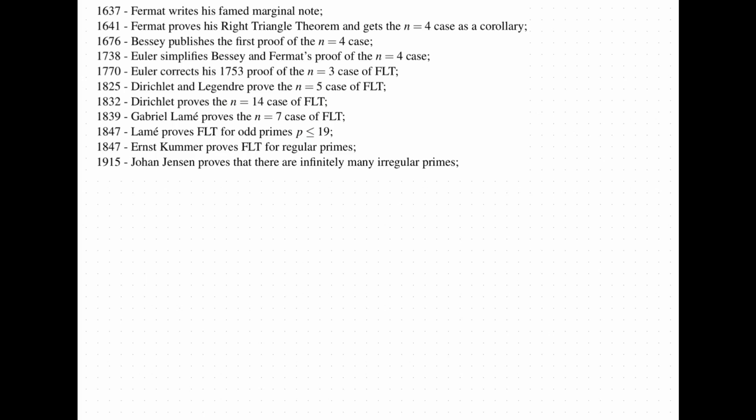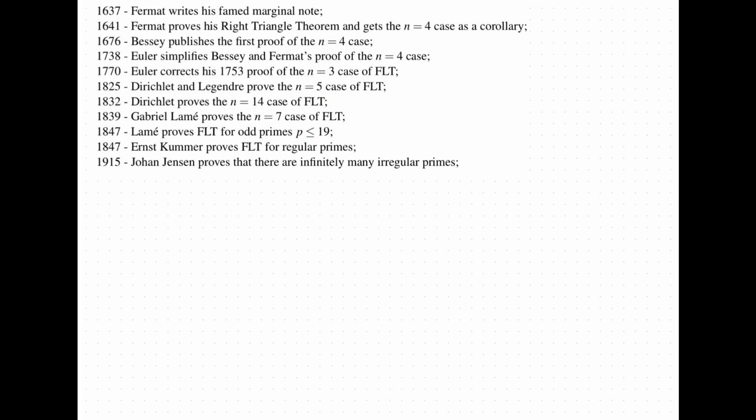But what was the next breakthrough when it came to Fermat's theorem? It would not come for almost 50 years after Euler fixed the n equals 3 case. And that is in 1825 if we strictly care about the proofs of actual cases. And so this is what we're going to do now.